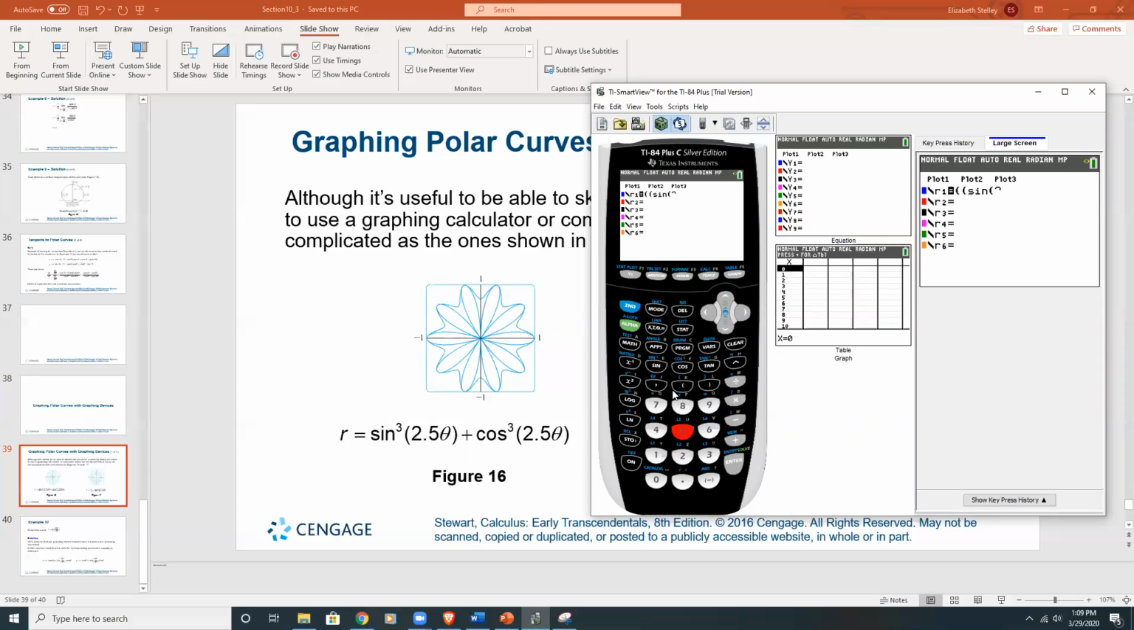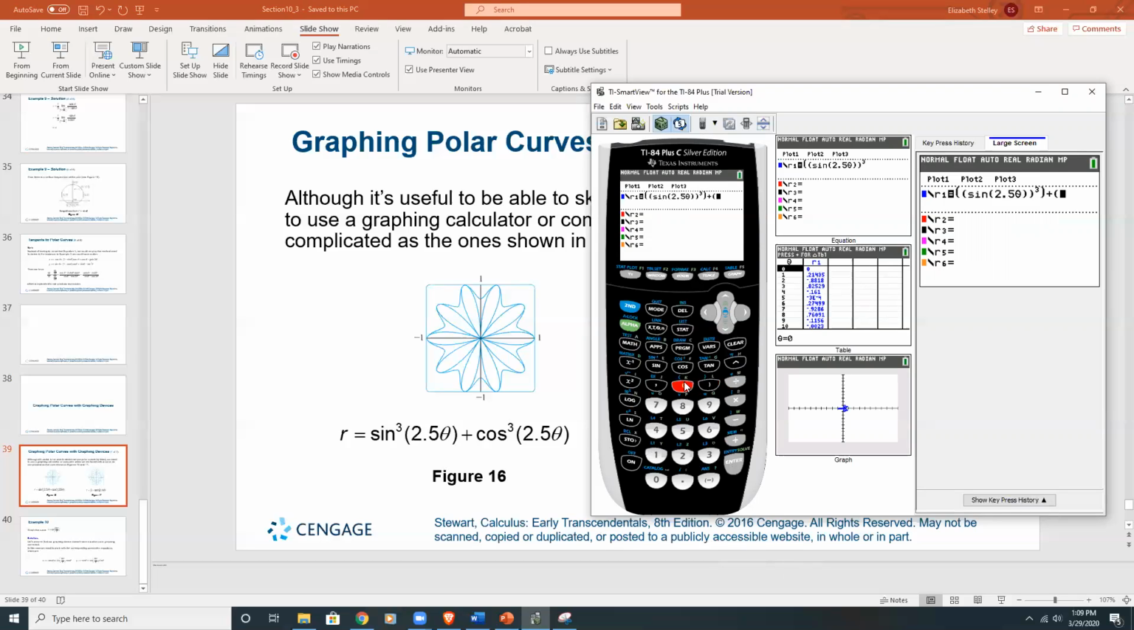Sine of 2.5 theta, and the theta is on the same button as the x and the t. And I want to cube my sine. So there's my sine cubed, and then I'm going to add cosine cubed of the same thing. So cosine of 2.5 theta, cubed. All right, so now we should be able to go ahead and graph this.